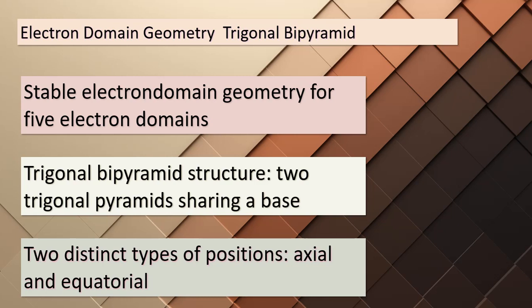Now, what's fascinating about the trigonal bipyramid is that it offers 2 distinct types of positions, axial and equatorial. In this arrangement, we have 2 electron domains pointing toward axial positions and 3 electron domains pointing toward equatorial positions. Visualize this geometry in your mind as we move on to understand the angles and interactions within this arrangement.